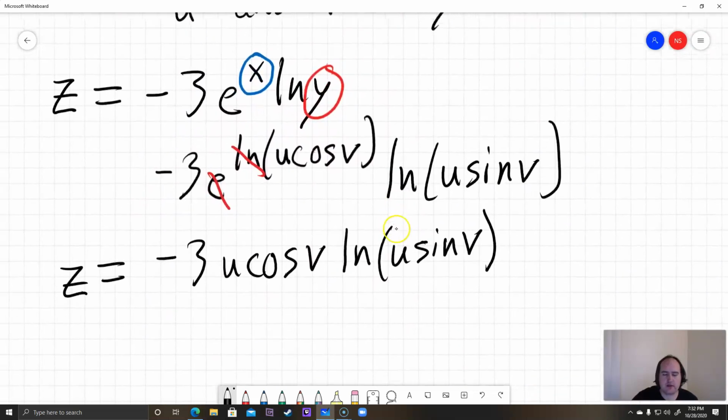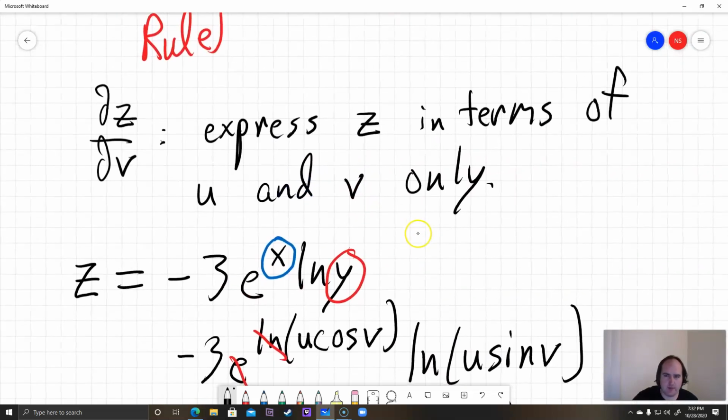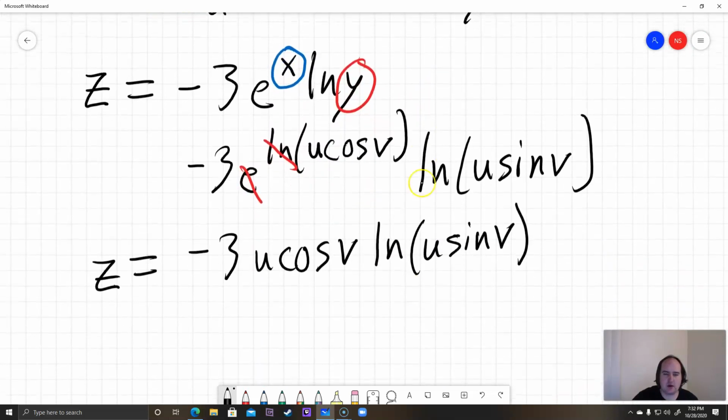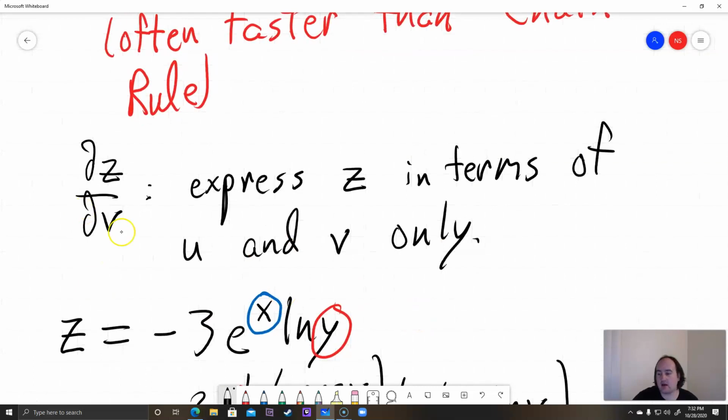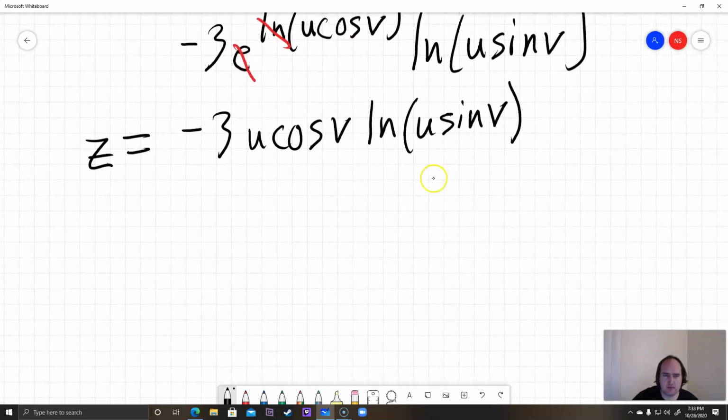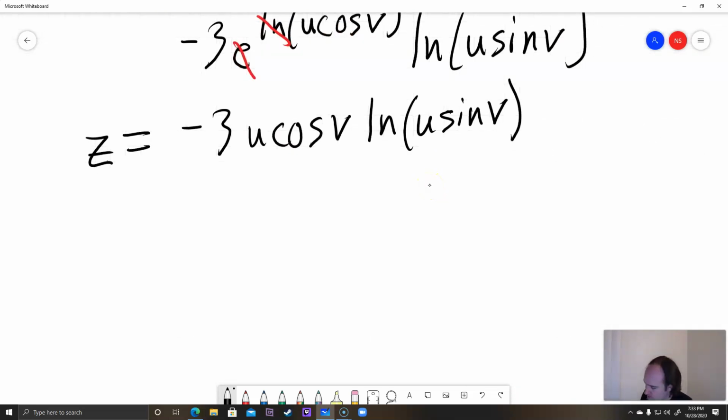And here we don't need to use a dependency diagram. Since we've already expressed the function in terms of just u and v, we can go ahead and just calculate the partial derivative directly. It's just going to be a little bit messy. So partial z, partial v is what we're going to calculate. And remember, the other variable is constant. So here, since we're taking the derivative with respect to v, that means u is constant.